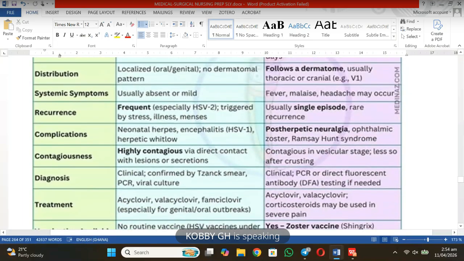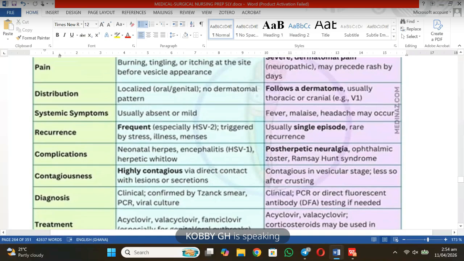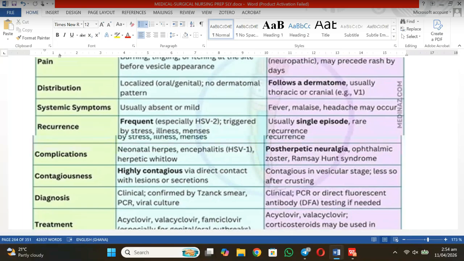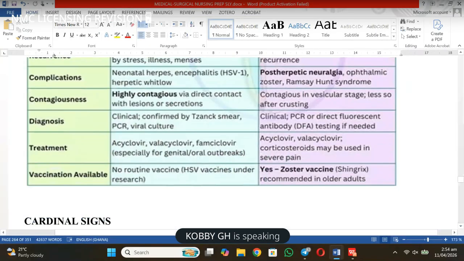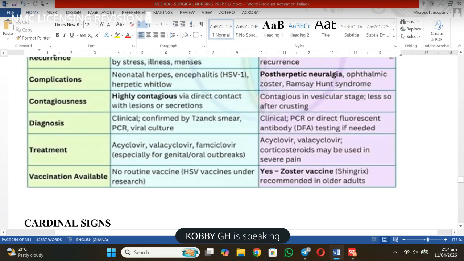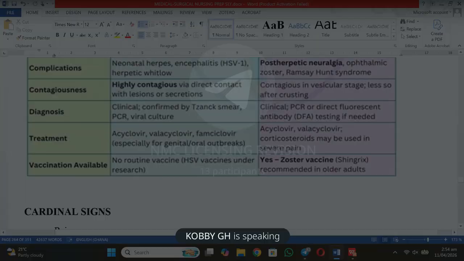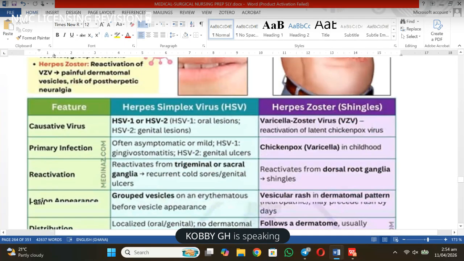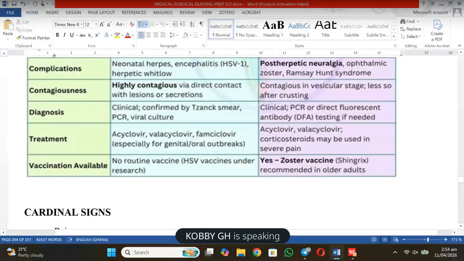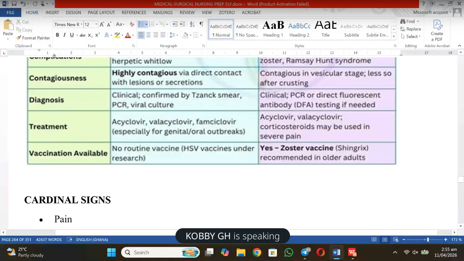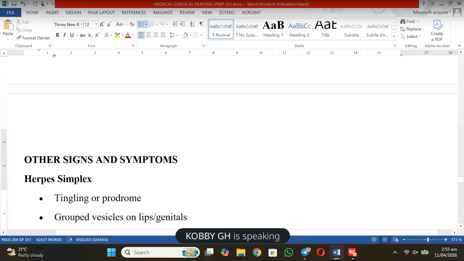That is fine. And like I mentioned, remember I gave you the areas in the body where the shingles, or the zoster, can occur. And I also mentioned that all of them are contagious conditions, but the herpes simplex virus is very, very contagious as compared to the herpes zoster. All right, that is fine.